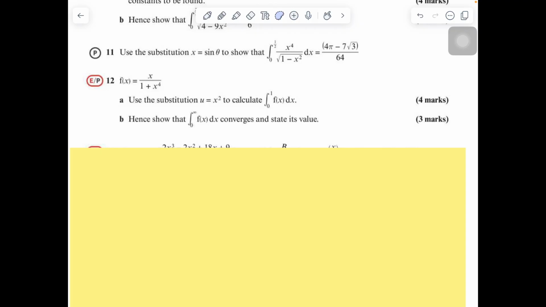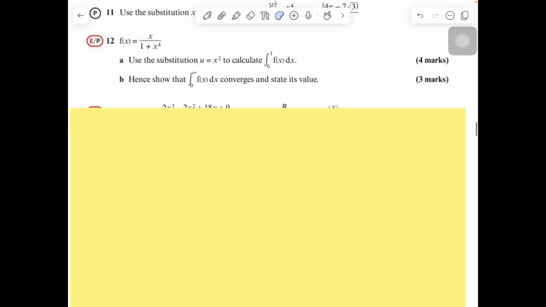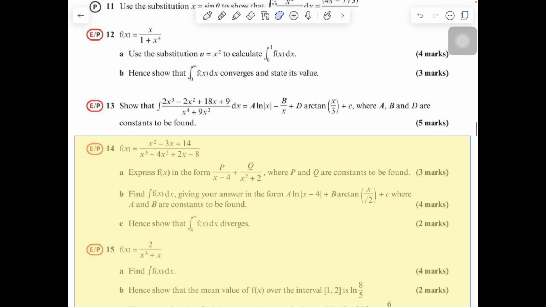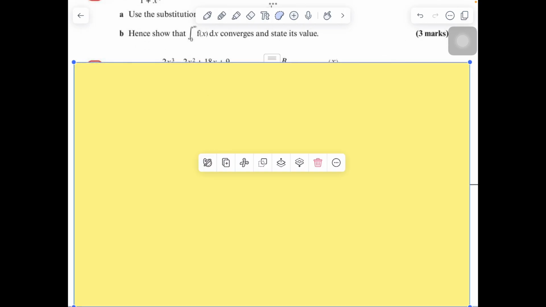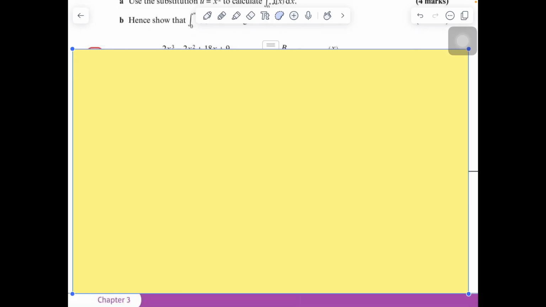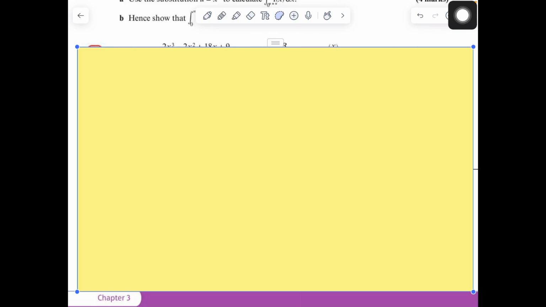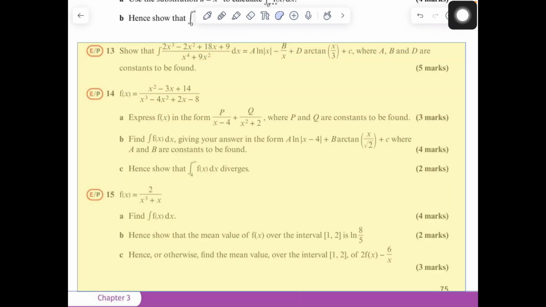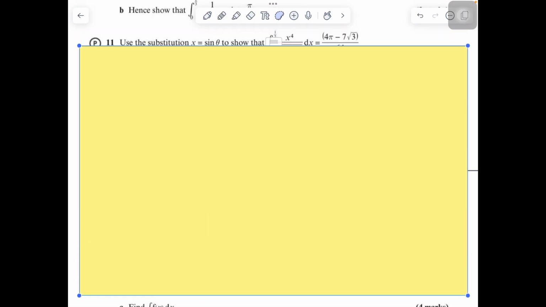Number 12, you will find it as it is. And number 13. Sorry, I mean, I'm reducing it. Why doesn't it?